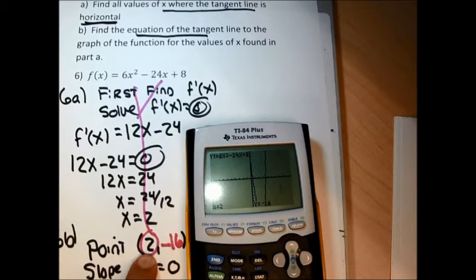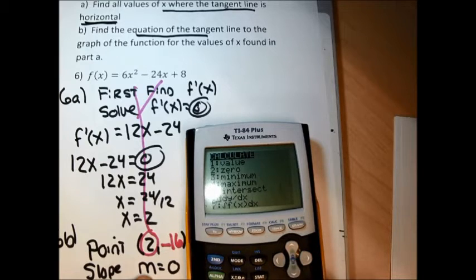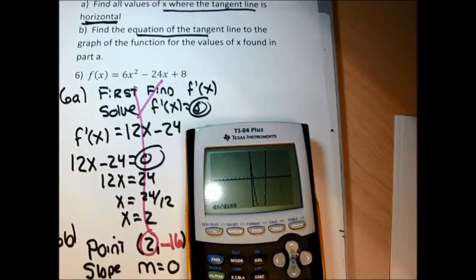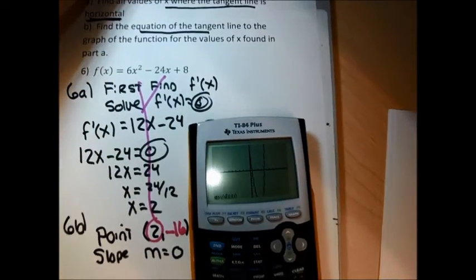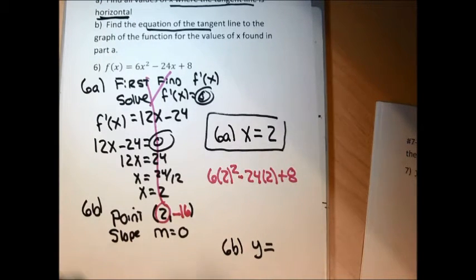If I take the x-coordinate and plug it into the derivative, which I didn't have to do here, but if I went down to number 6 and plugged 2 in for x, I'm going to get 0, because 0 is the slope. But I already knew that was the slope. So now I have both the x and the y-coordinate of the point and the slope.